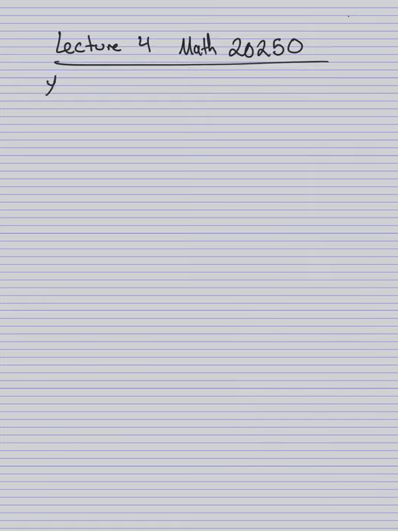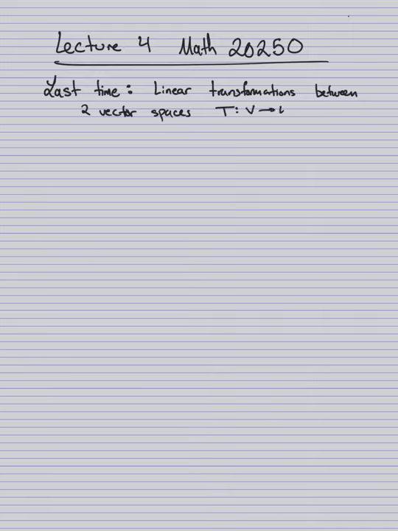So let me start where we were last time. Okay, so we had seen linear transformations between two vector spaces. So these were usually denoted T from V to W, right? And these were these natural transformations which preserved the vector space structure, right? So in particular, preserved addition, preserved scalar multiplication.